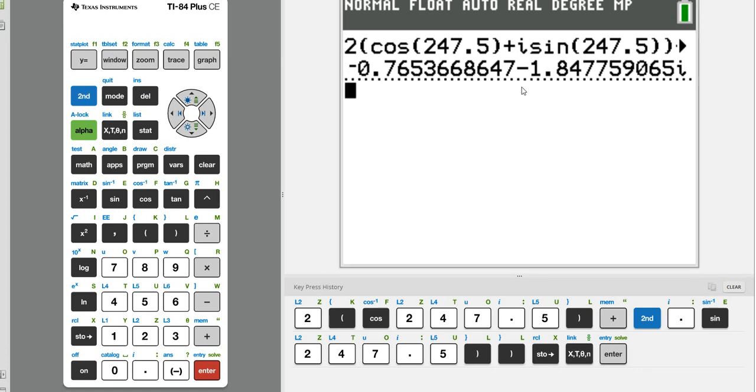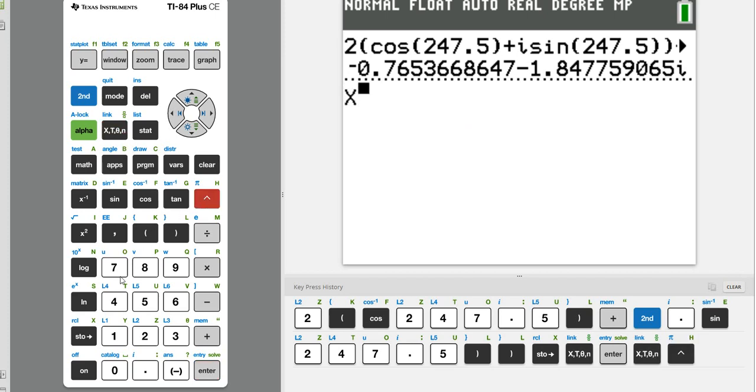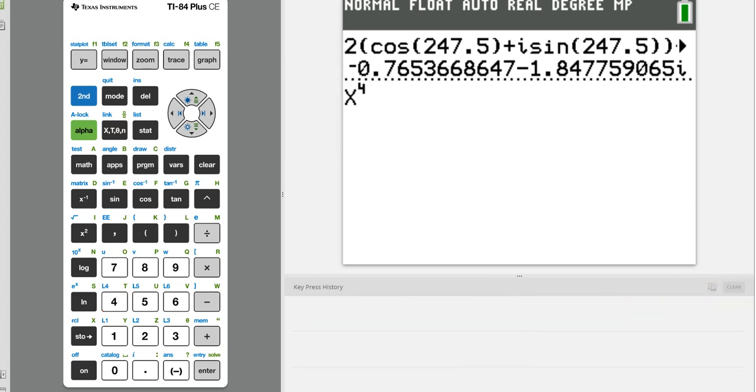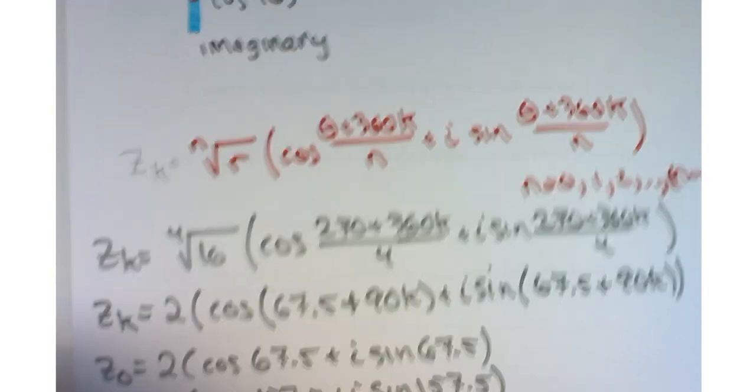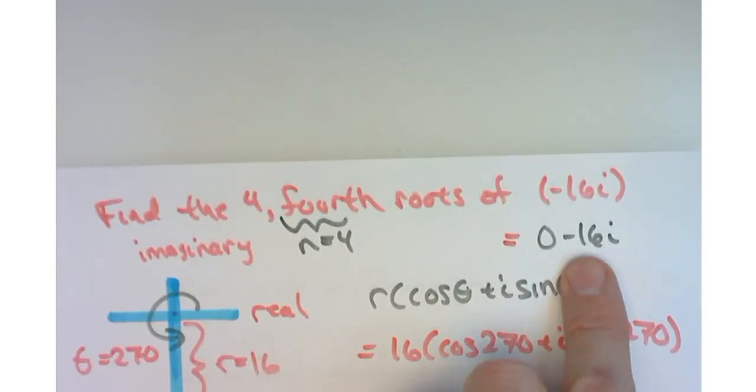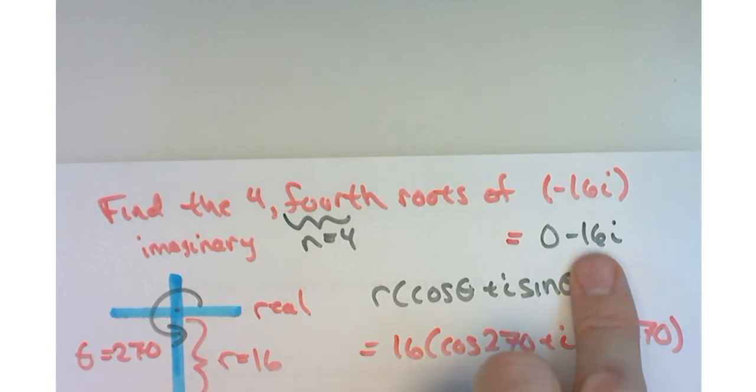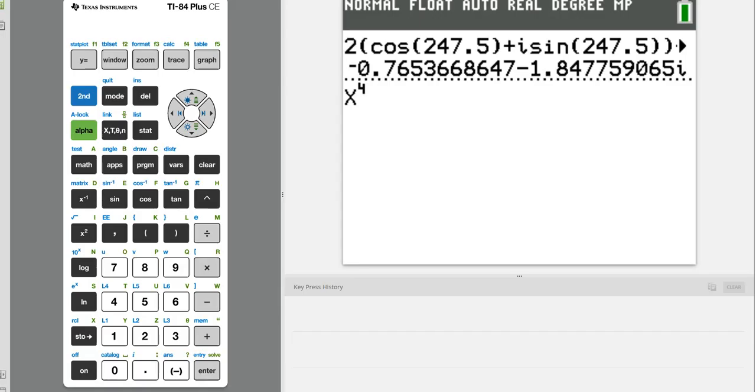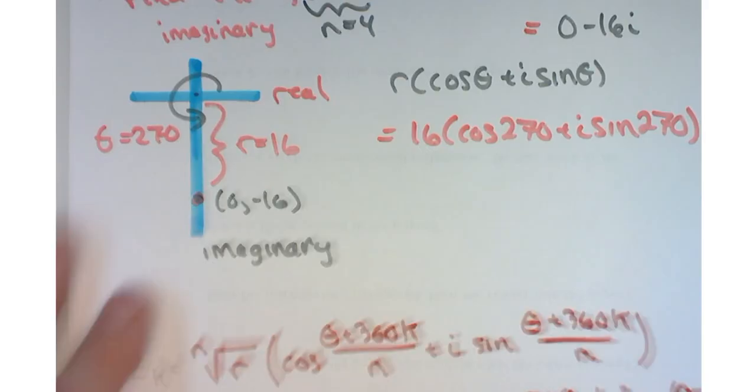So I should be able to take this number, and I've got it stored in X, and raise it to the 4th power. What should I get if I raise this to the 4th power? Well, I should get what I started with, right? I started by taking the fourth roots of negative 16i. If I raise this to the 4th power, I should get negative 16i. Let's see that that works. And bam, perfect. That should work for any and all of your answers right here.